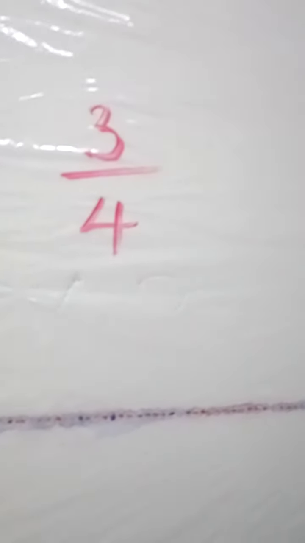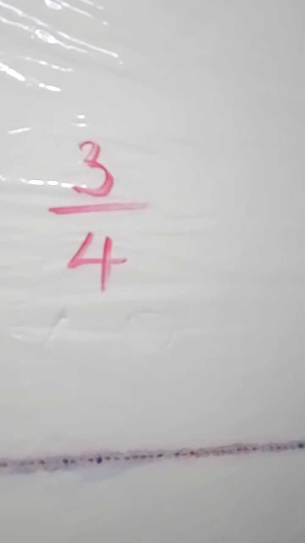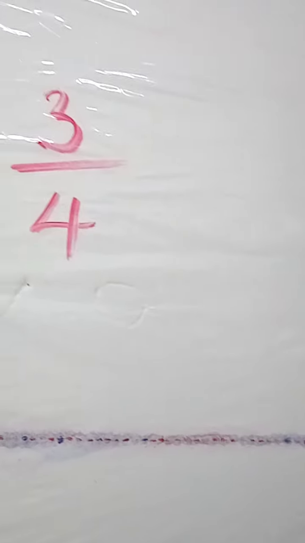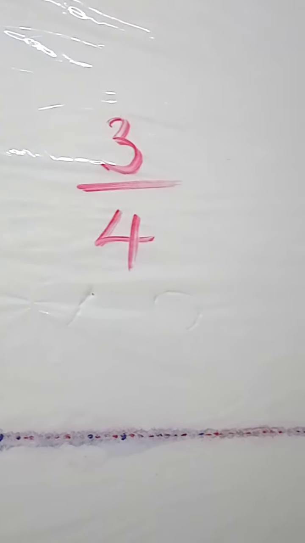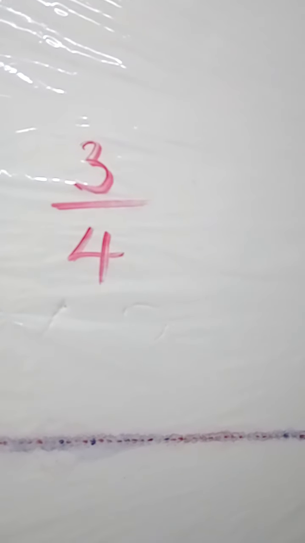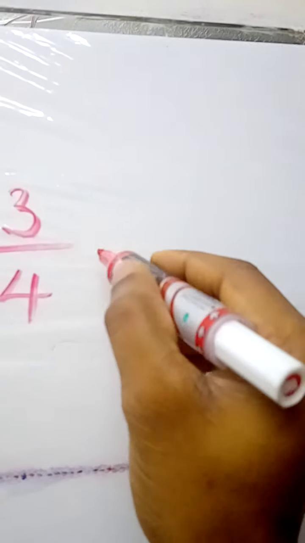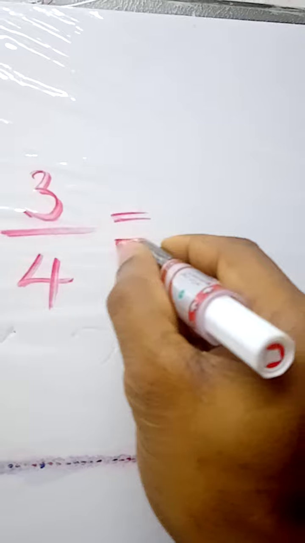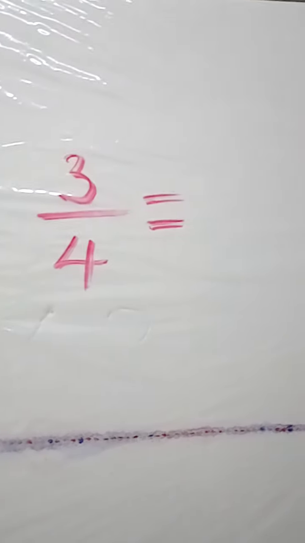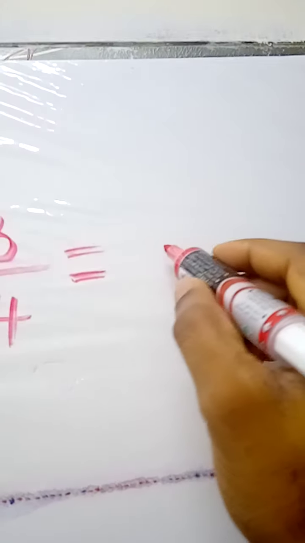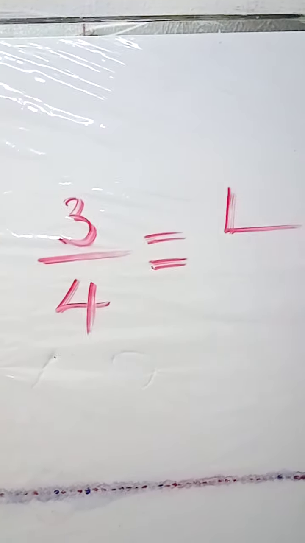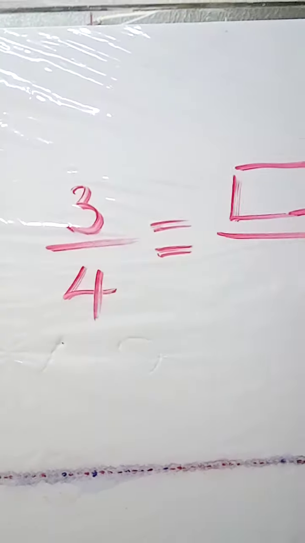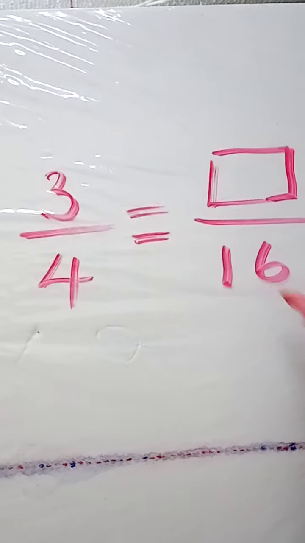All right, in forming an equivalent fraction, we have to make a fraction in a way that it is equal in value or size. So that is what we mean by equivalent fraction. So if we have this number, for example, and we want to form an equivalent fraction, we said 3/4 is equal to dash over, let's say, over 16.